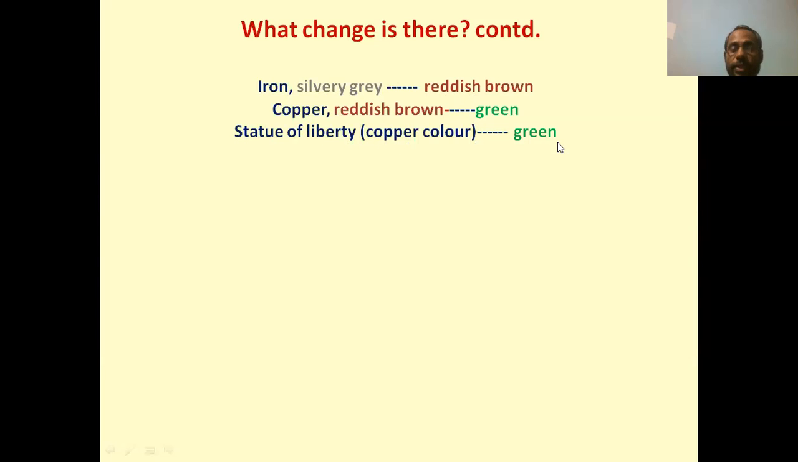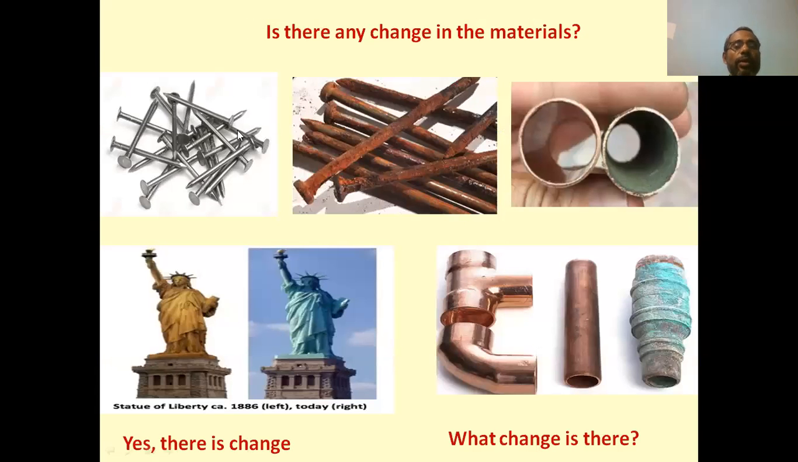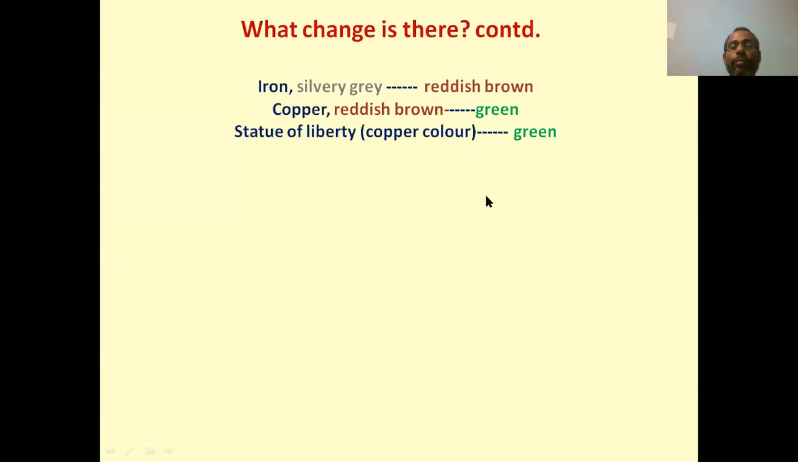Again, go back to the previous slide and have a look. So here, this is what happens. The nail that is silver gray in color has gone to reddish brown. This is a copper glass, and the inner side is green in color. So this is also made from copper, and it changes into green. Made from iron and copper, you see the color has changed into green. These are the changes that are visible to us.